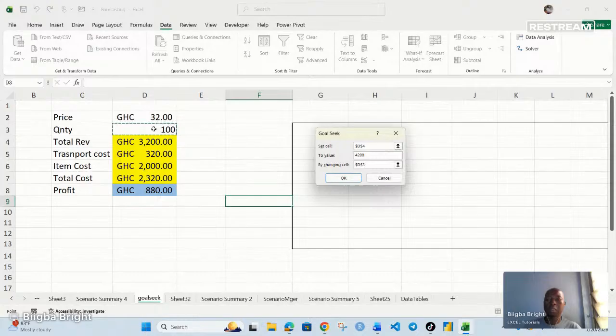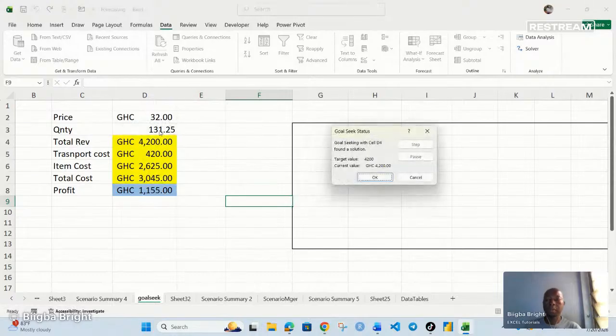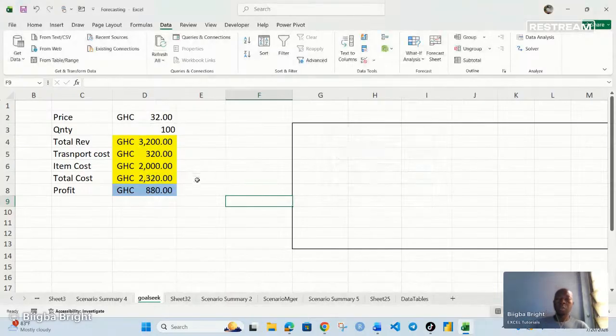So let's say by changing the quantity. And so how many quantity can we sell in order to raise the revenue up to 4,200 Ghana cedis from the current 3,200? So it tells us that we can sell approximately 131. And then that is what is going to give us this amount. And so this is how goal-seek works. And I hope this is quite clear. So you can try it with other things. It's not only in this, whatever that you have.